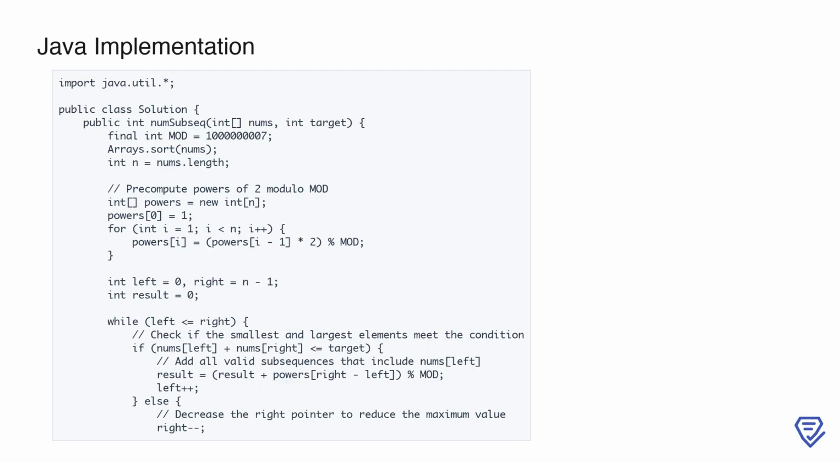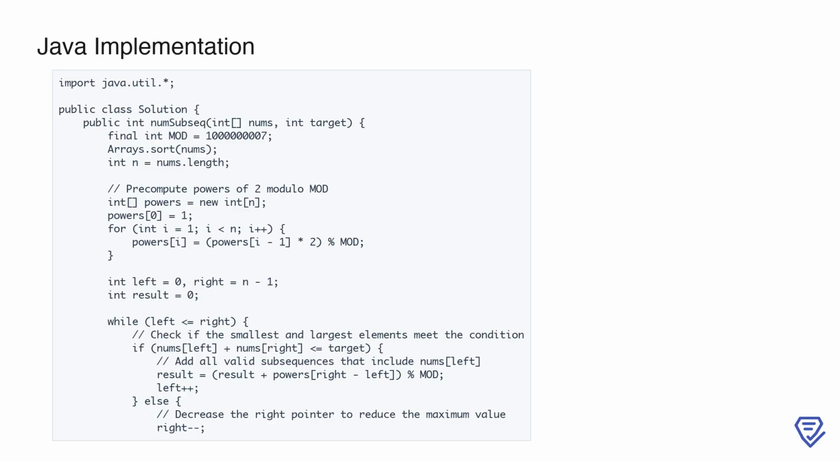Here, we begin by importing the necessary libraries and defining our solution class. The method numSubseq is where the logic resides. First, we define a constant mod to handle large numbers, as required by the problem constraints. Then, we sort the input array nums in ascending order to simplify the process of finding valid subsequences. Next, we pre-compute the powers of 2 modulo mod, storing them in an array called powers. This pre-computation ensures that we can quickly determine the number of subsequences for any given range later on.